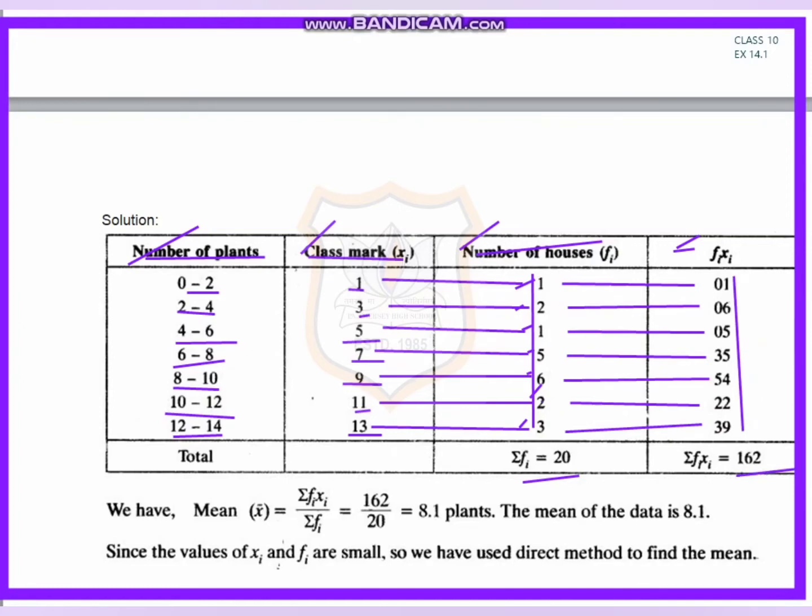Now we have the formula of mean: sigma fi xi upon sigma fi. This is 162 divided by 22, which is 8.1 plants. This means the mean of the data is 8.1. Since the values of xi and fi are very small, we can use the direct method.